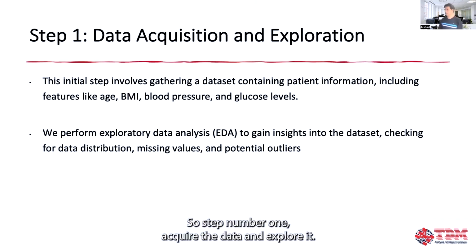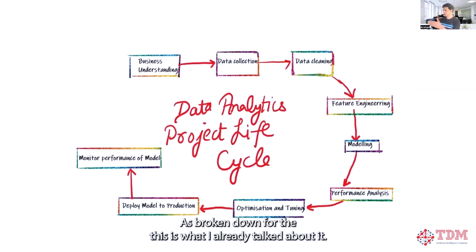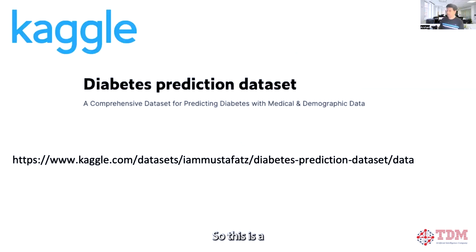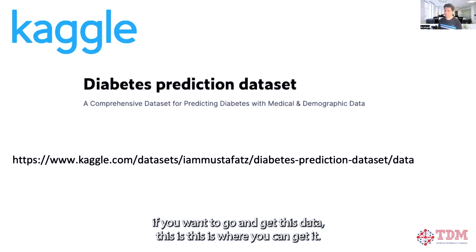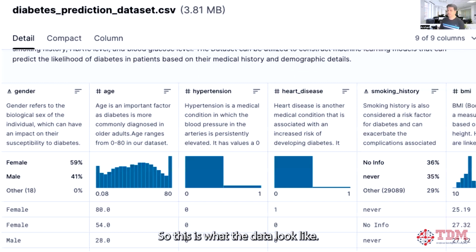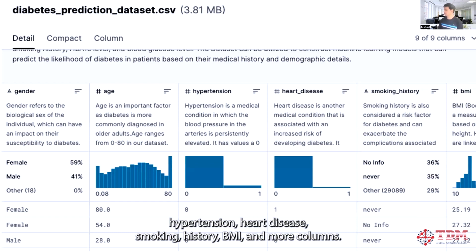So step number 1, acquire the data and explore it. So that's what I'm going to do here. This process is broken down further. This is what I already talked about. So if you want to go and get this data, this is where you can get it. This is taken from Kaggle, diabetes data set prediction. So this is what the data looks like. It is a CSV file which I brought in. It has gender, age, hypertension, heart disease, smoking history, BMI, and more columns.